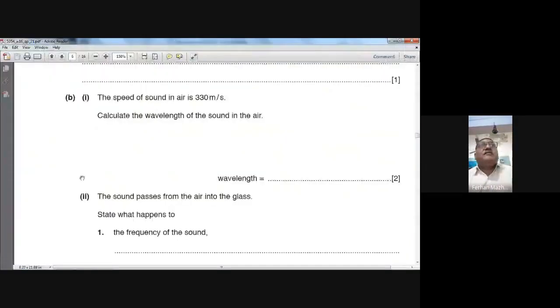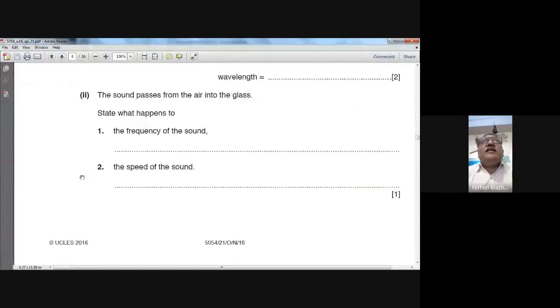B second part. The sound passes from air into the glass. State what happens to the frequency of the sound. When the sound waves enter from air into glass, the frequency will not change. It will remain unchanged. And then what will happen to the speed of the sound? When the sound enters from gas into a solid, the speed will become faster. Its behavior is different from light. Remember that, because these are sound waves, when they enter from air into glass, their speed increases.